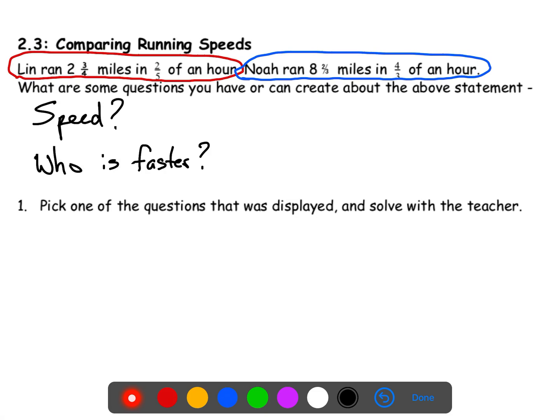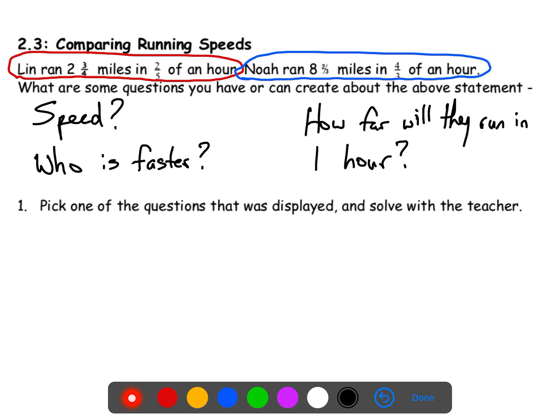We could ask, how far will they run in 1 hour? Or we could ask one more question here: how long to run 1 mile? All right, we're going to leave it at those 4 questions.